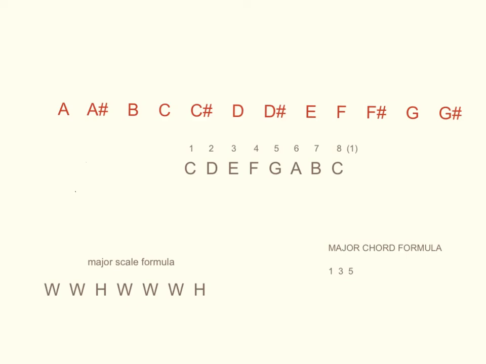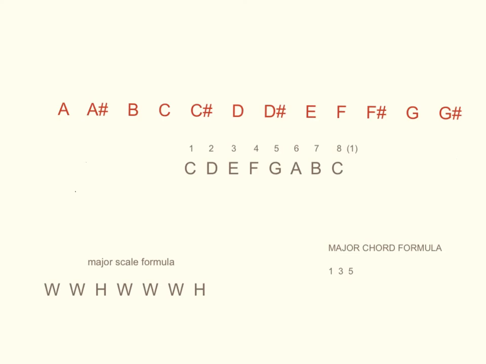And what I have written down here is the major chord formula. The same way we use formulas to make scales, we use formulas to make chords too. So for the C major scale, I put little numbers on top. C is 1, D is the second note, E is the third, and then all the way to the C, which is the 8th note or octave. And I put a 1 in parentheses because you can start over at 1 too.